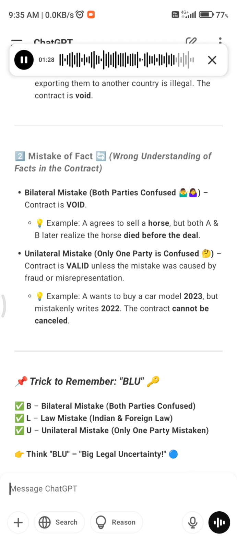Trick to remember. B: Bilateral mistake, both parties confused. L: Law mistake, Indian and foreign law. U: Unilateral mistake, only one party mistaken. Think BLU: big legal uncertainty.